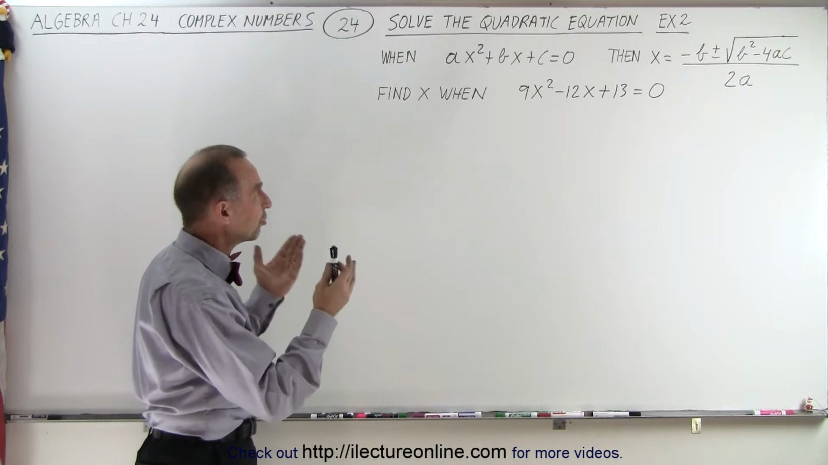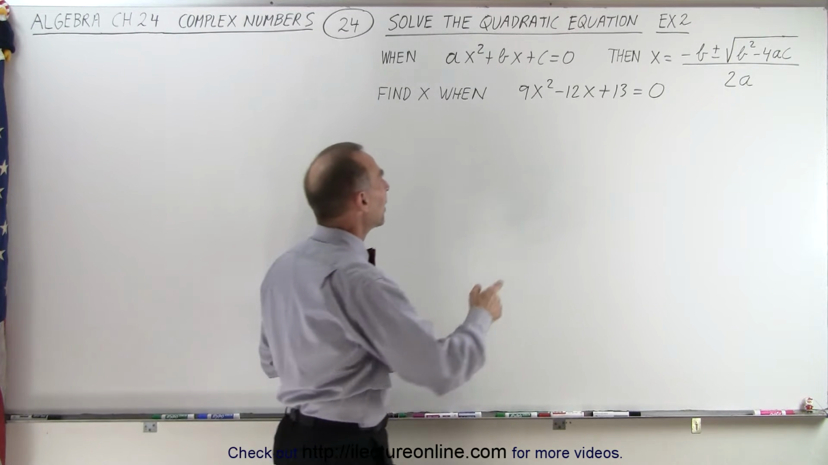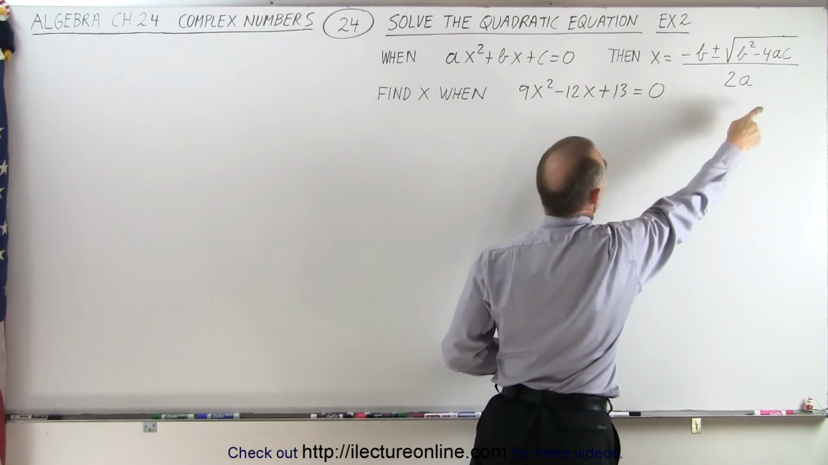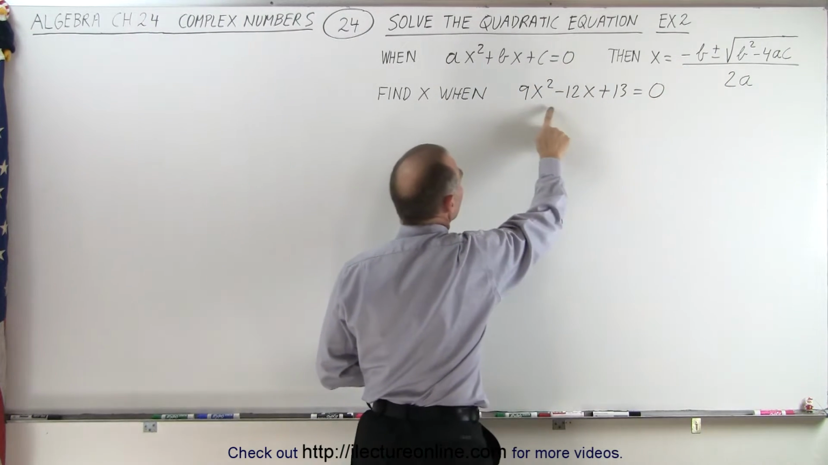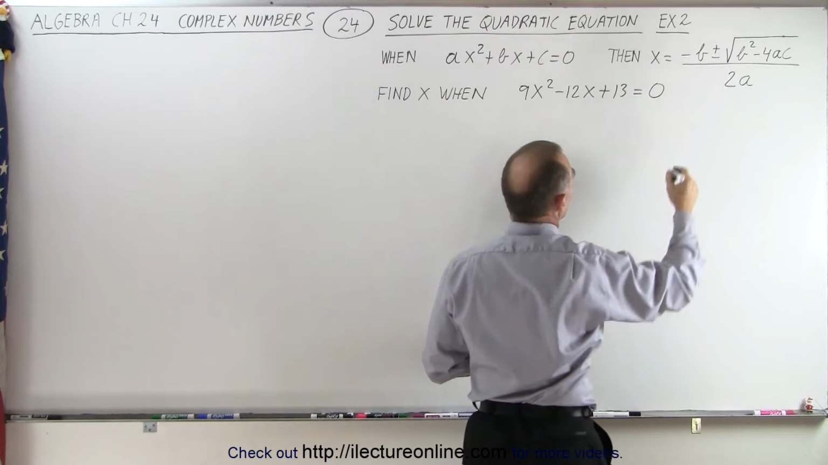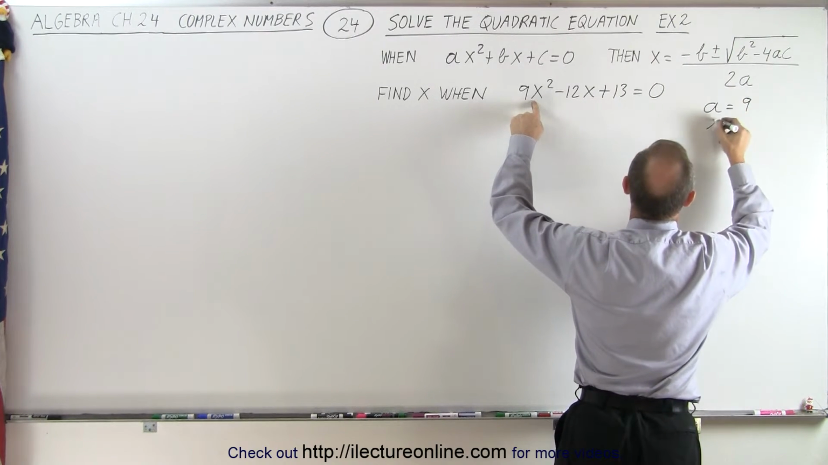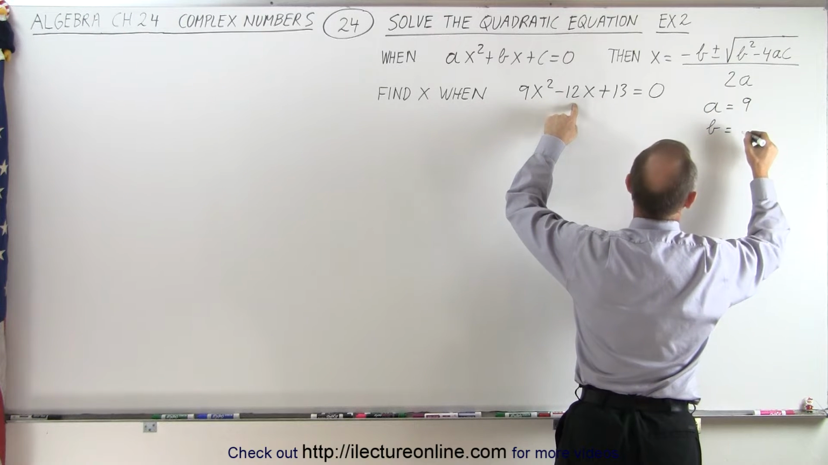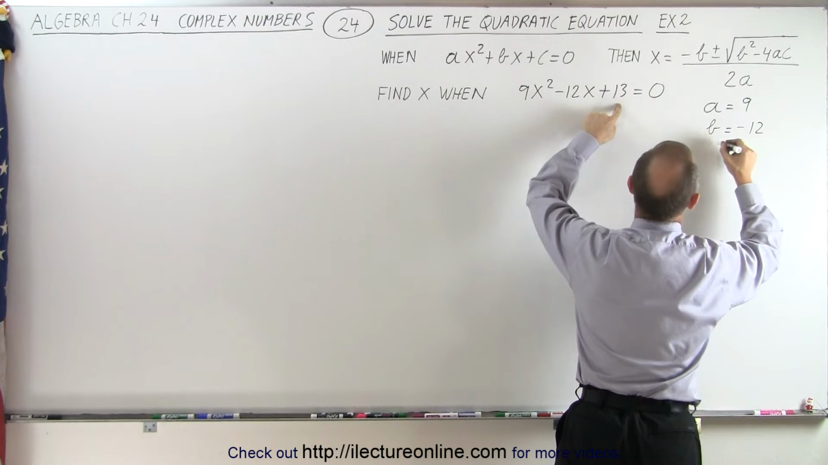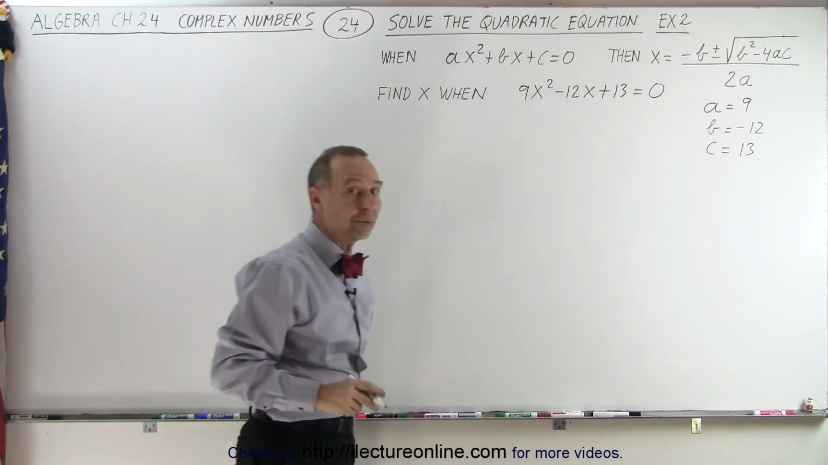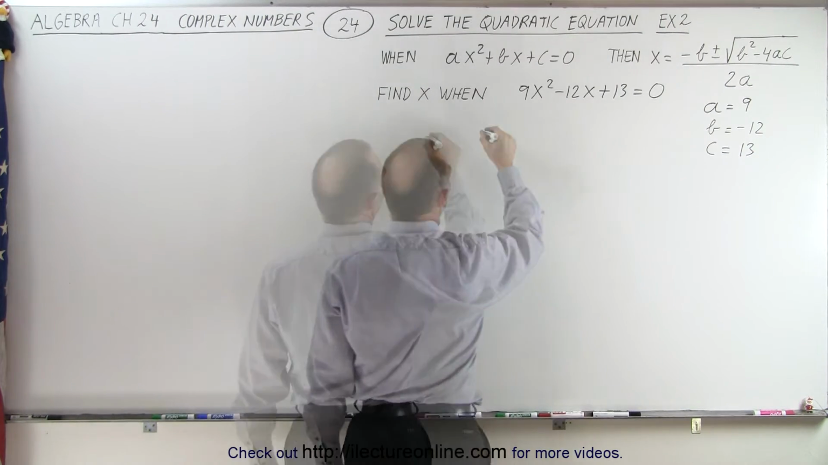So first we must solve for x, and again, if we have an equation in this format, then we can solve for x by using the quadratic formula. So we need to recognize what a, b, and c are. In this case, a is equal to the coefficient of x squared, which is 9. b is equal to the coefficient of the x term, which is minus 12. And c is equal to the constant. So let's plug that now in the quadratic formula to see what we get.